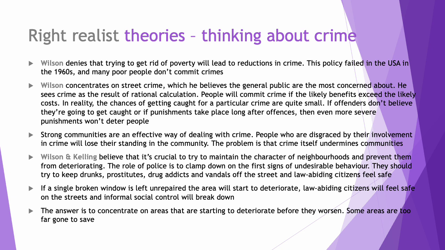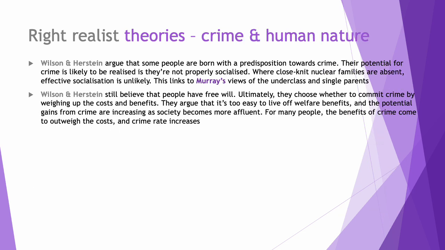Wilson and Kelling believe that it's crucial to try to maintain the character of neighbourhoods and prevent them from deteriorating. The role of police is to clamp down on the first signs of undesirable behaviour. They should try to keep drunks, prostitutes, drug addicts, and vandals off the street, and make law-abiding citizens feel safe. If a single broken window is left unrepaired, the area will start to deteriorate. Law-abiding citizens will no longer feel safe on the streets, and informal social control will break down. The answer is to concentrate on areas that are starting to deteriorate before they worsen. Some areas are too far gone to save.